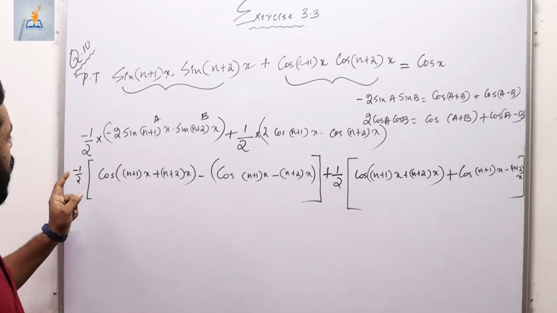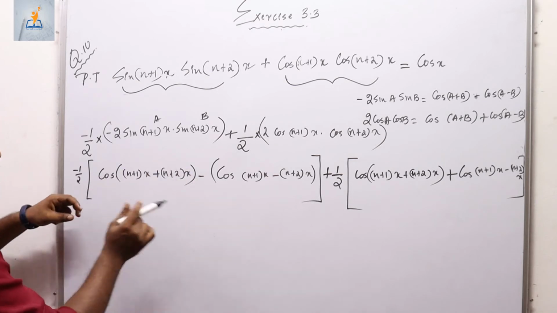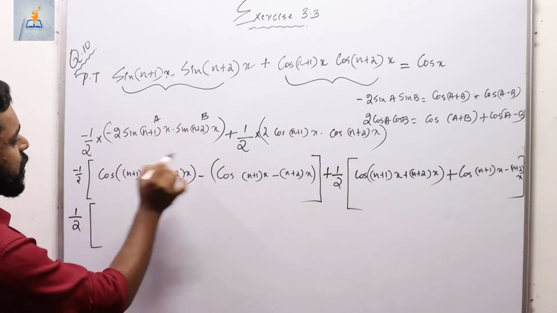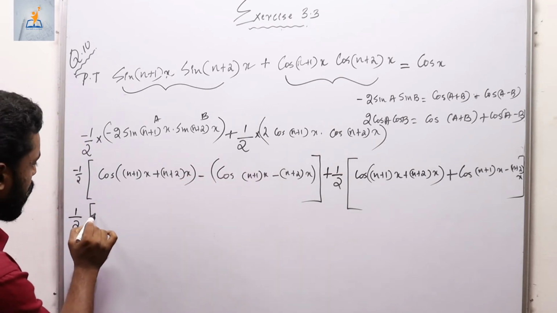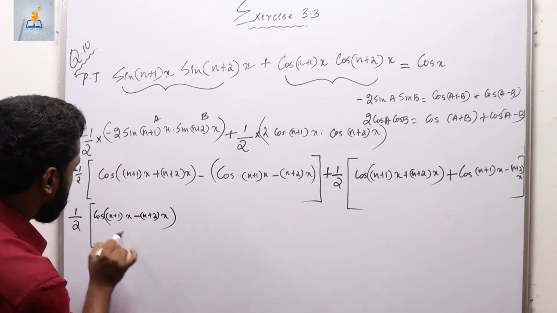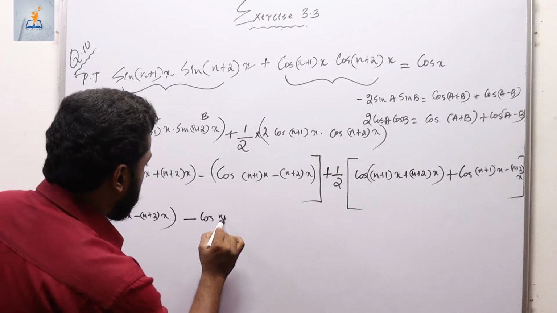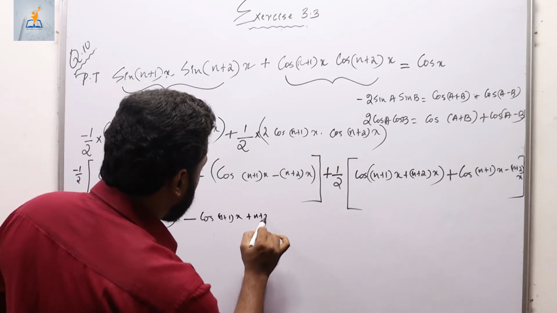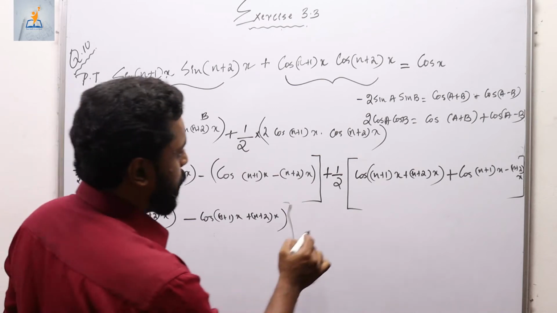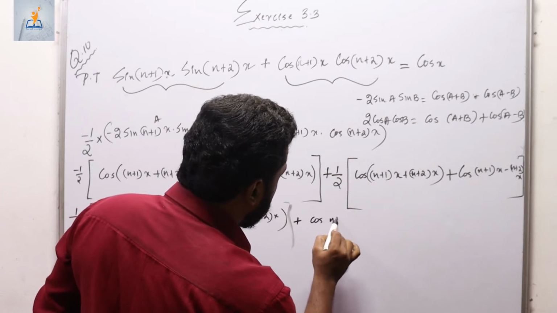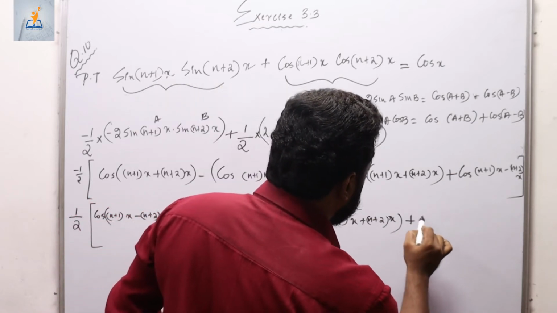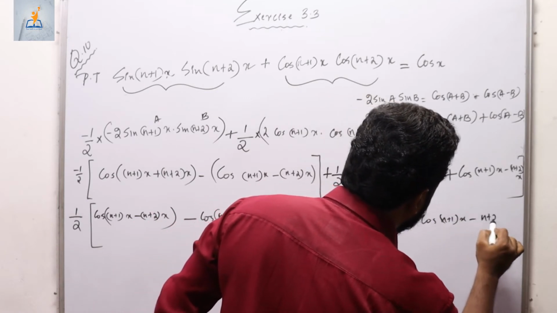Now you can see that we can open this entire thing into the same bracket, or we can take 1 by 2 common and multiply this thing with the minus. So it will become 1 by 2 into, when I multiply the entire thing with negative sign, this will be positive and this will be negative. So cos((n+1)x - (n+2)x) minus cos((n+1)x + (n+2)x), no need to close the bracket since we have taken 1 by 2 as a common number. So it will become plus cos((n+1)x + (n+2)x), again closing bracket, plus cos((n+1)x - (n+2)x).